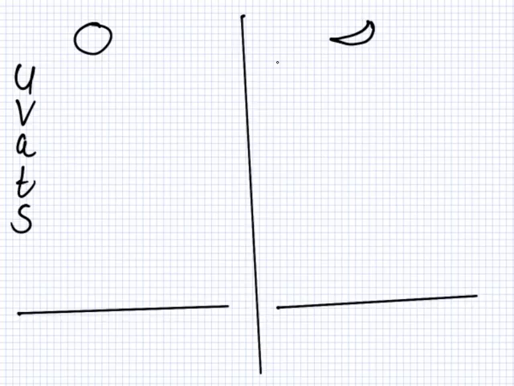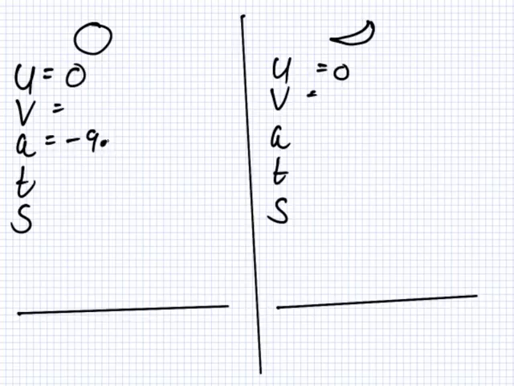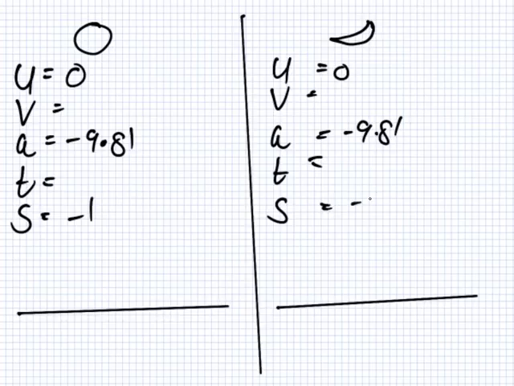U, V, A, T, S. Let's say the U is 0 for both. We don't know the V. What's the A? Minus 9.81, and for the feather, minus 9.81. The T? Well, that's what we want to know. And the S? Let's just say it's 1 meter, so it'll be minus 1, because it starts here and it falls 1 meter.